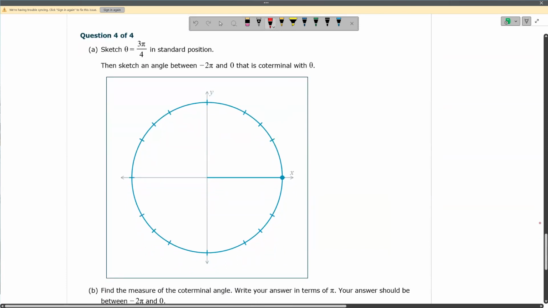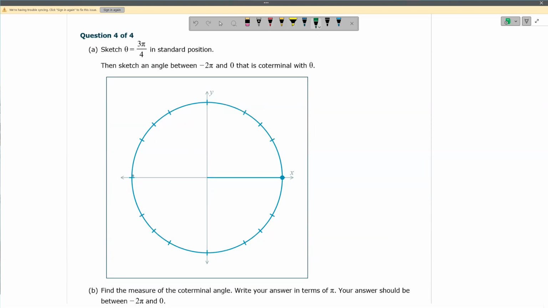Again, quickly, where is 3 pi over 4? Right, so here is pi. You divide it into 4 pieces. One, 2, 3, okay. So that is 1 pi over 4. This is 2 pi over 4. That is 3 pi over 4 right there. So the angle 3 pi over 4 is this, counterclockwise. So that's why it's positive.